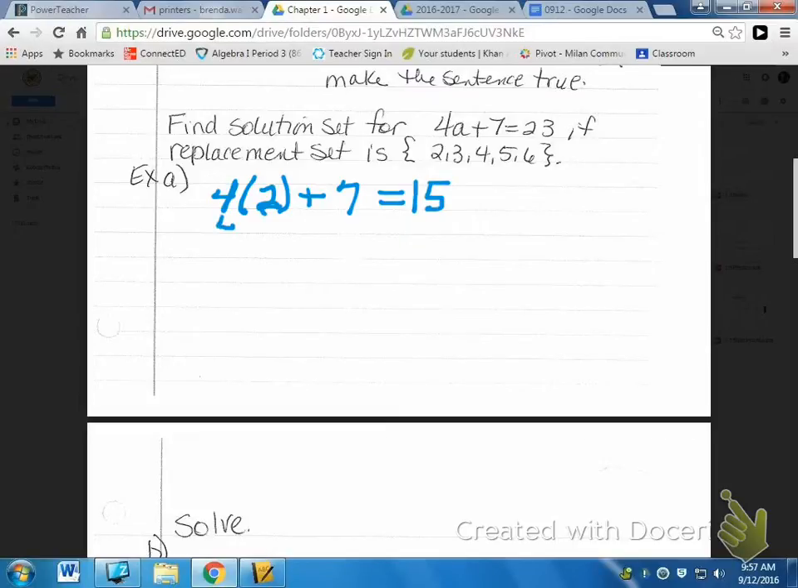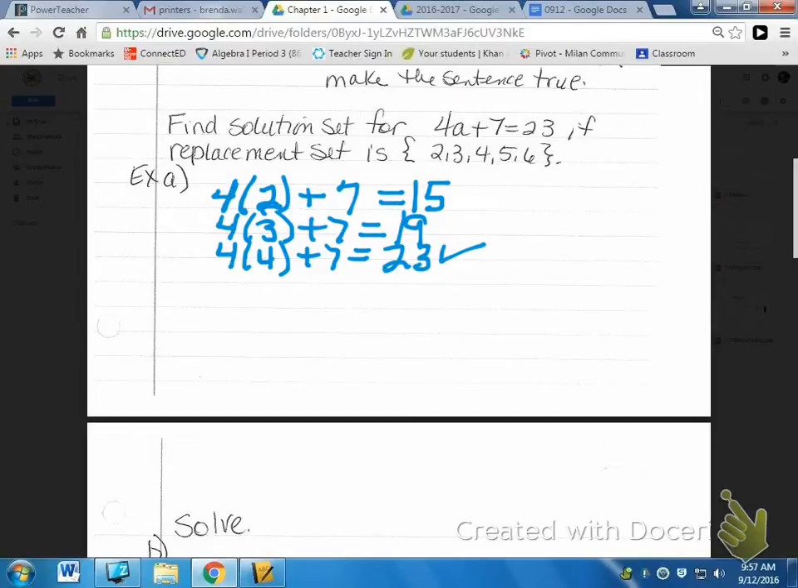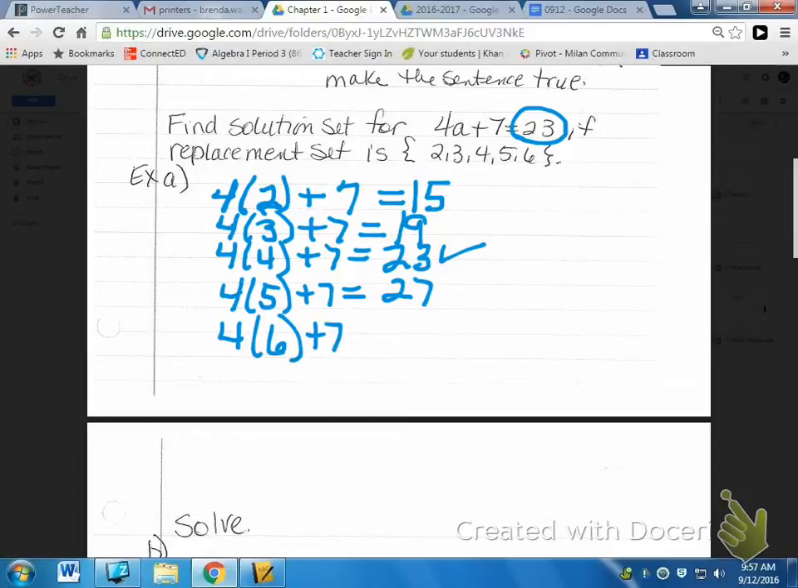Then you try 3. So 4 times 3 plus 7. What's that one? 19 definitely does not work. 4 times 4 plus 7. And what's that? 23. So I'm going to put a check mark by that because that does equal the 23, and that's what our goal is. So 4 times 5 plus 7? 27. That one doesn't work. And 4 times 6 plus 7, which is 31. So that one doesn't work.